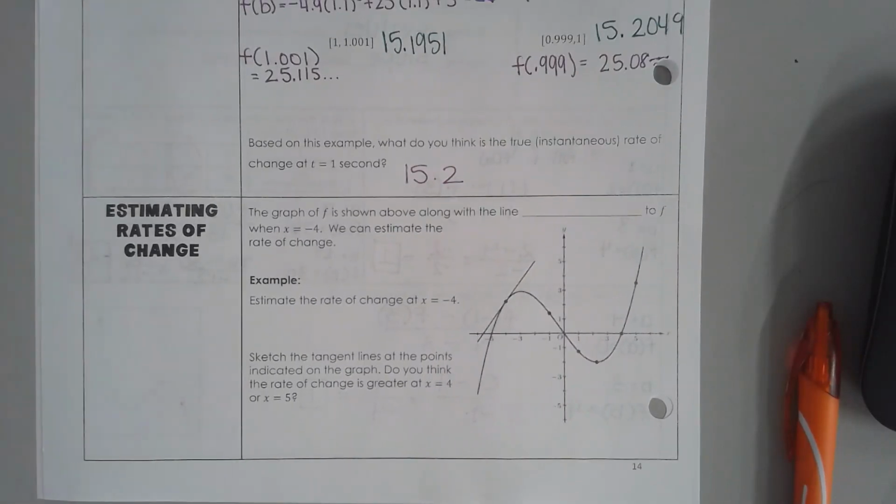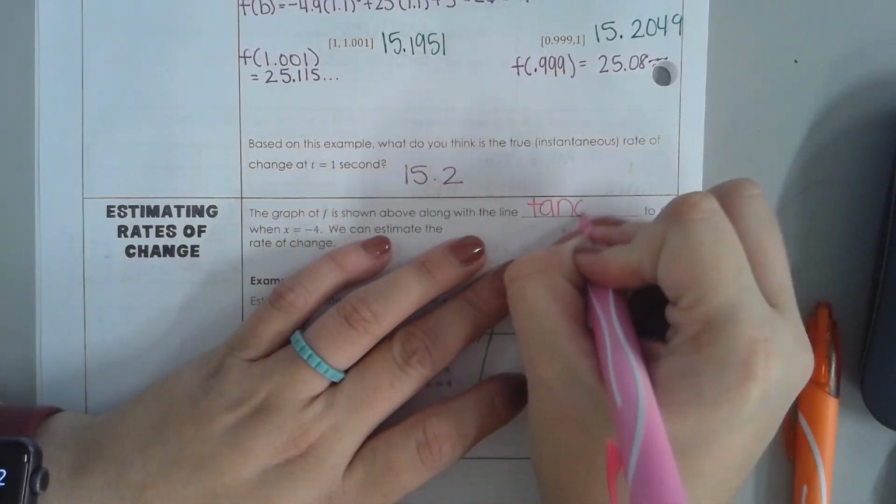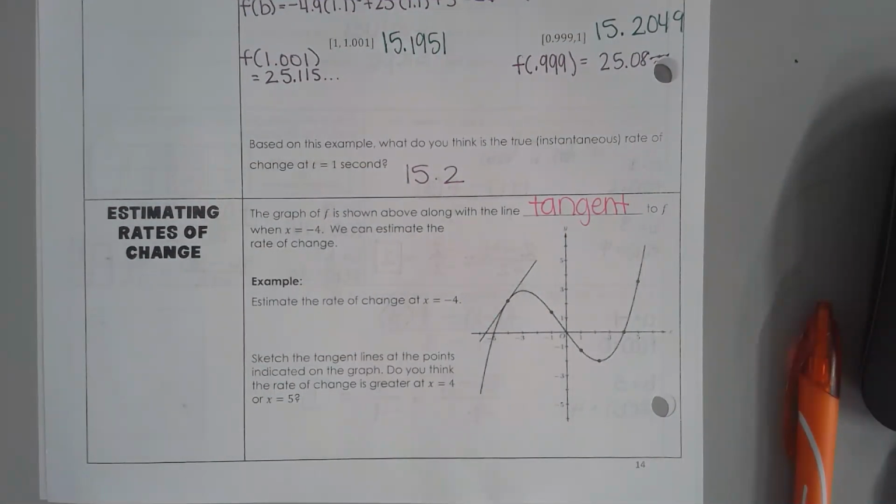So the graph of F is shown along with the line. Here, I'm going to give you a fancy new word, the line tangent to F. A tangent line is not the same tangent that you learn about in trig. A tangent line means it's the line that just touches the graph without actually crossing over into it. Okay, so we draw little tangent lines. It just means it touches the graph.